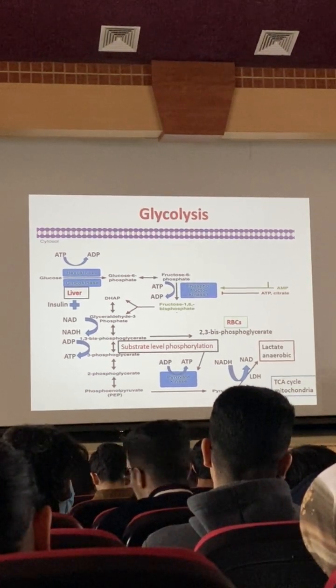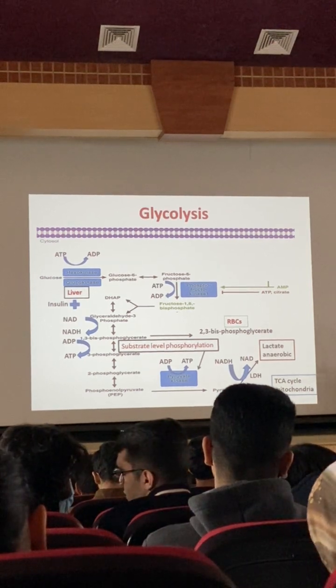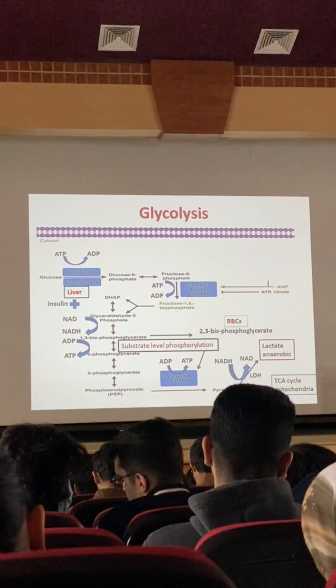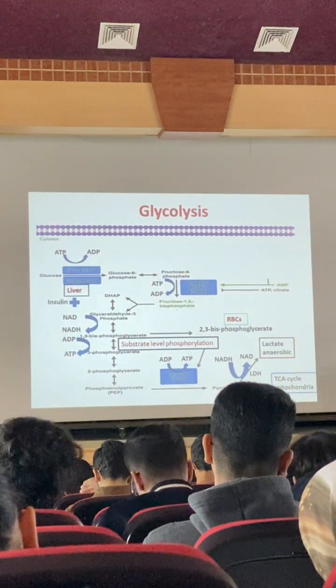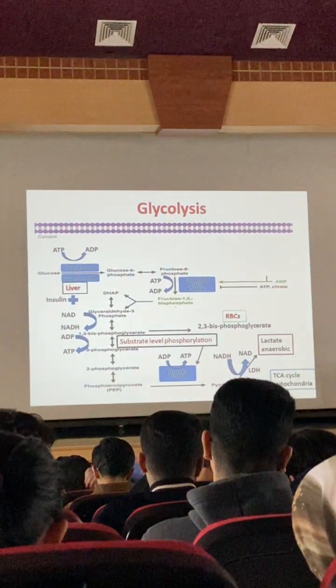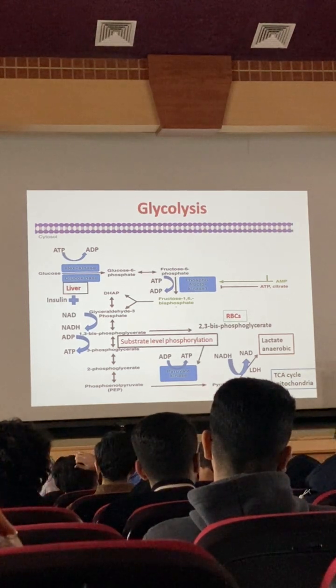But the main aim of generating glucose 6-phosphate and consuming ATP in the first step of glycolysis is to trap the glucose inside the cell.